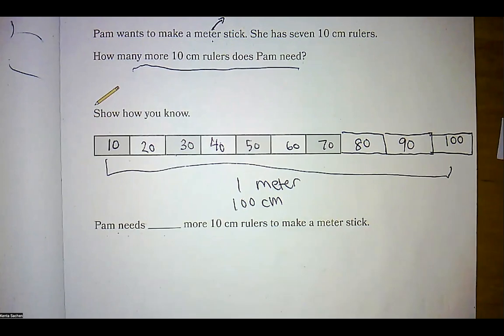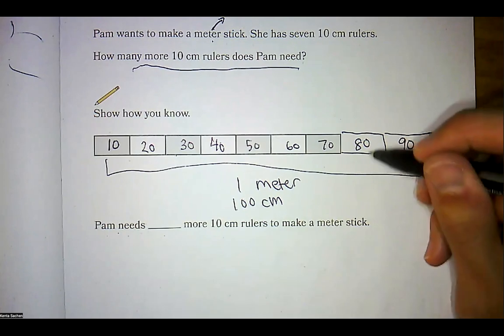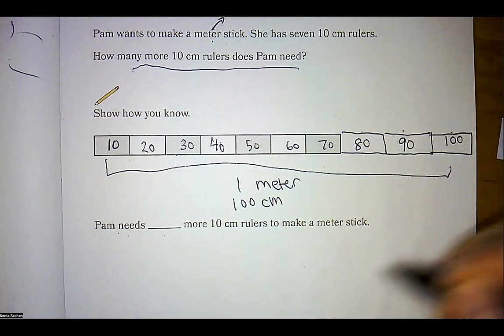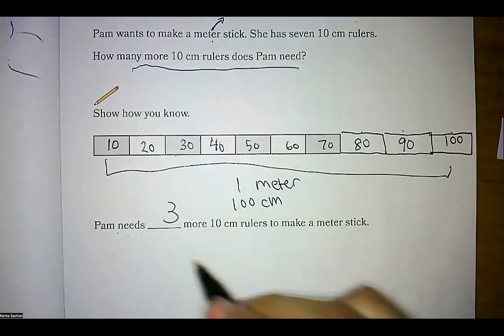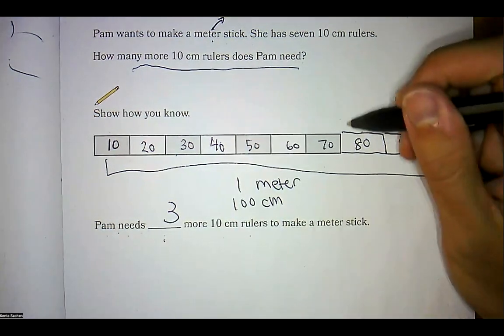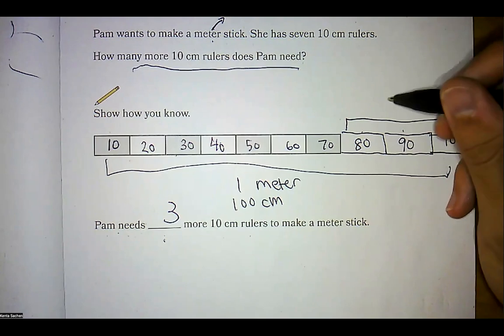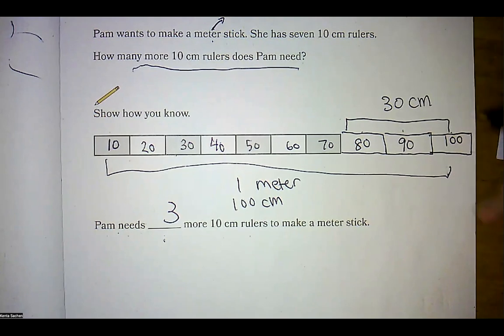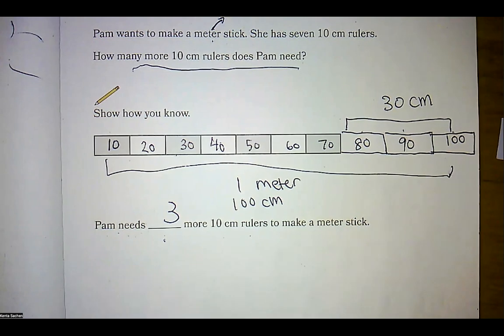So how many more did she need? She needed 1, 2, 3 more. She needed 3 more 10-centimeter rulers, or 30 more centimeters, right, to get to 1 full meter. All right, so good job on that.